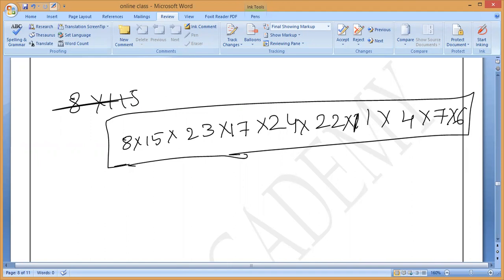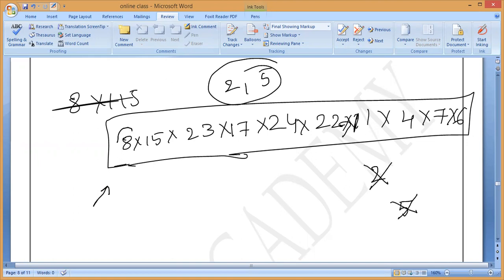So 8 you can write as 4 into 2. See, in this product, which is more, 2's or 5's? Generally, we say, which is more? 2 is more, ma'am. So don't consider the 2's. First count the 5's only.